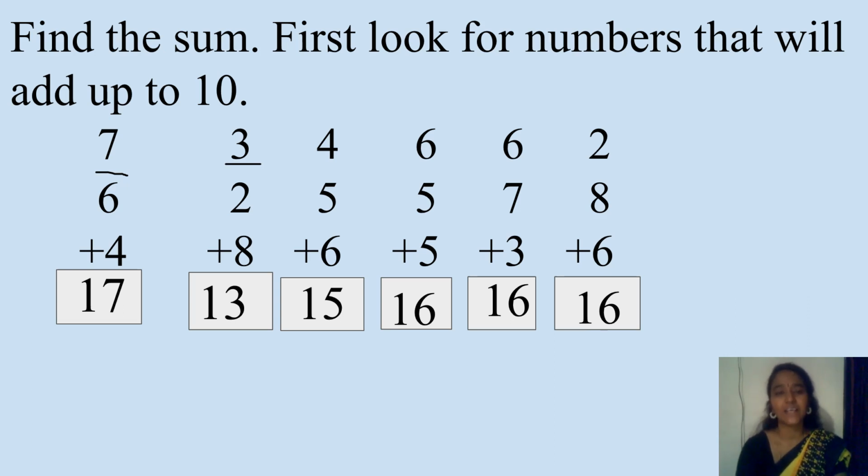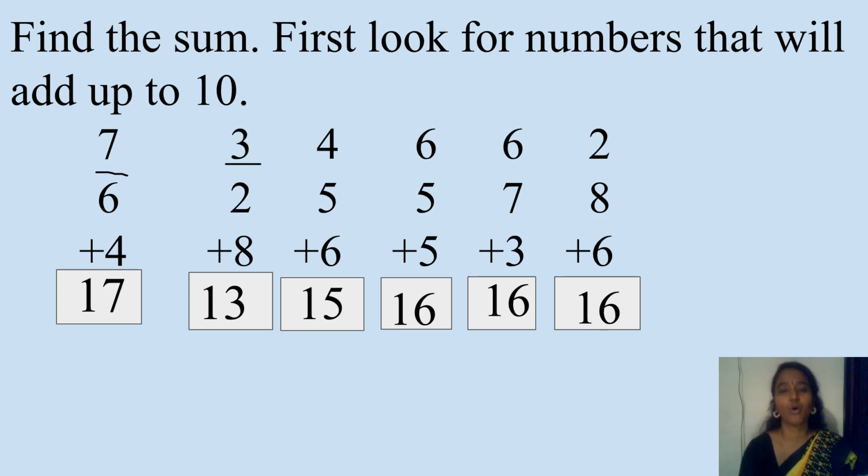See 3. The friend of 3 is 7. Is 7 here? No, no. So keep 3 aside. Now 2 plus 8. Friend of 2 is 8, right? 2 plus 8 is 10. And 8 plus 3 will be 13.